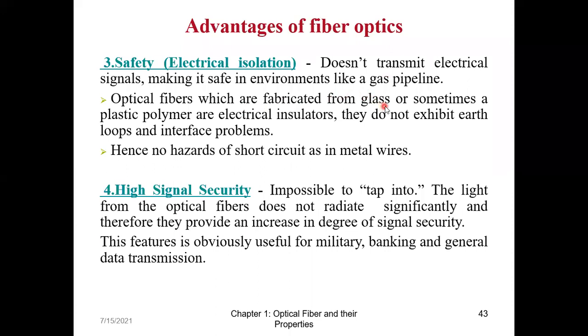Optical fibers are fabricated from glass or sometimes a plastic polymer, and those are electrical insulators. So they do not exhibit earth loop. The earthing problem in an electrical circuit, we have to do the earthing properly, otherwise anybody can get a shock. Here it does not exhibit that earth loop and interface problem. Hence no hazard of short circuit as in the case of a metal wire. So this is very, very advantageous in fiber optics.